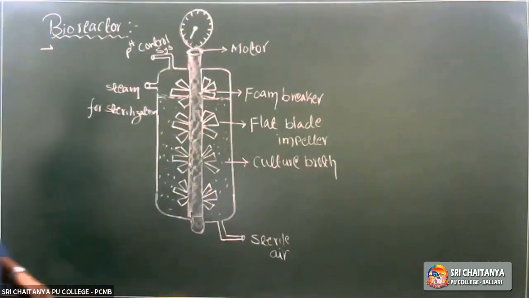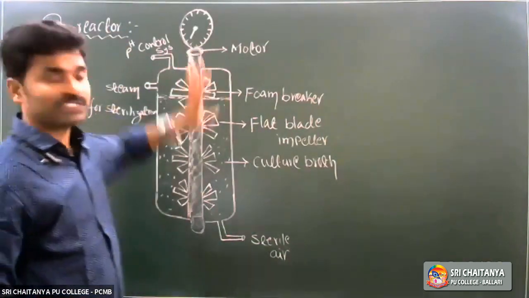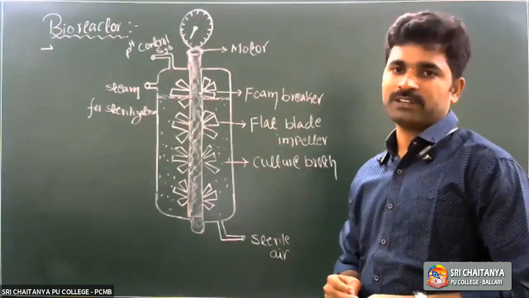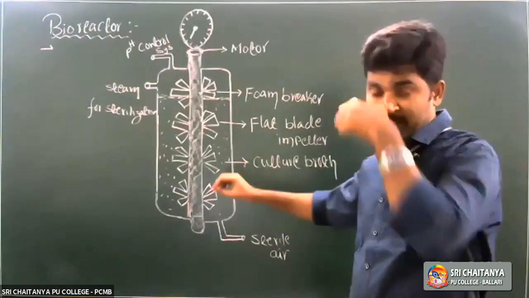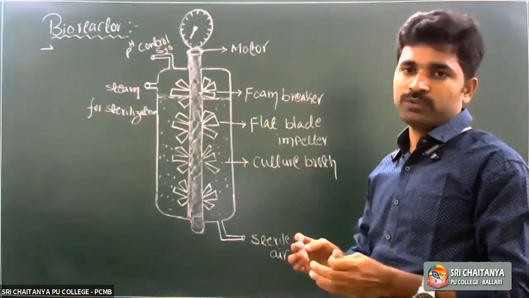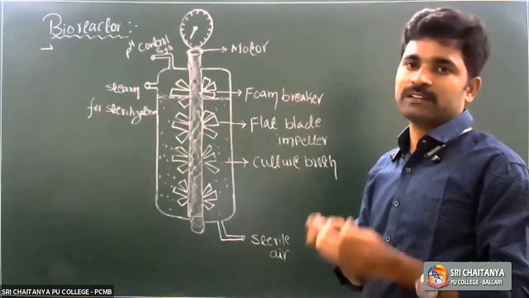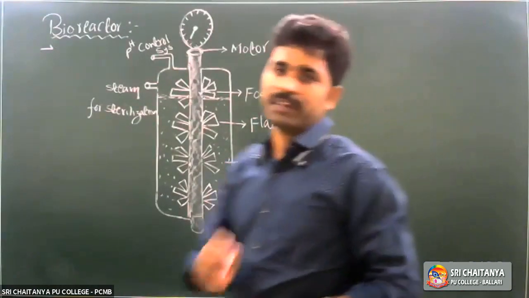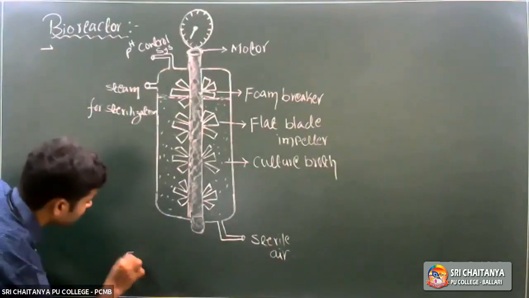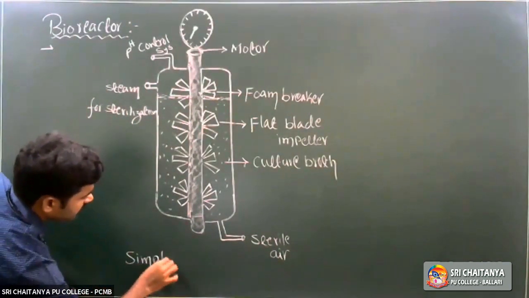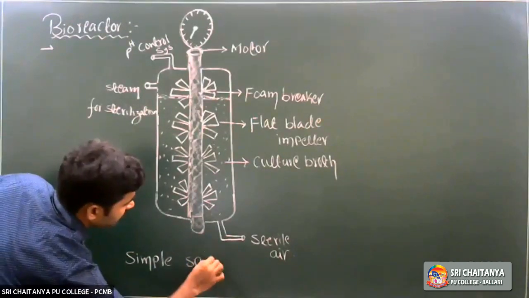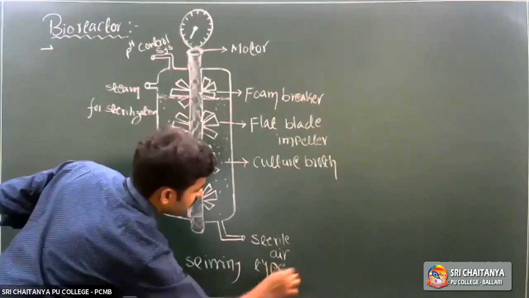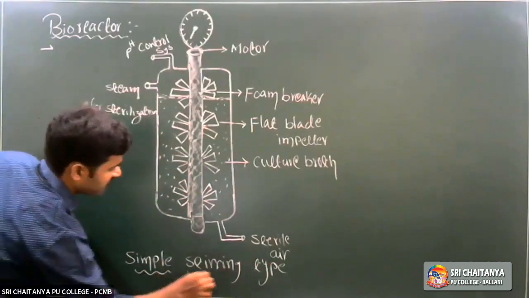Right? So now come one by one. This is the structure of bioreactor. Which bioreactor? Simple stirring type of bioreactor. The most commonly used bioreactor in our DNA technology is the simple stirring type of bioreactor. So better to write it as simple stirring type of bioreactor.